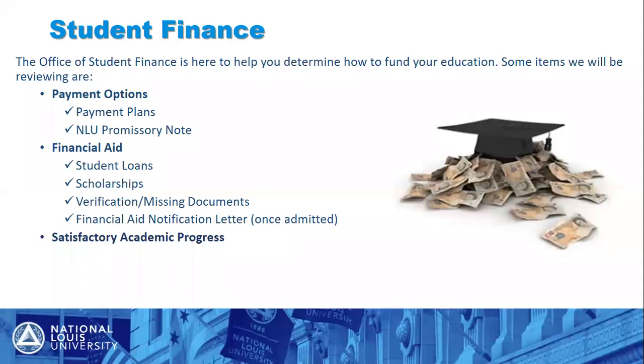The Office of Student Finance is here to help you determine how to fund your education. Some of the items that we will be reviewing today are payment plans, including all types of payment plans and the NLU promissory note, types of financial aid, including student loans, scholarships, what to do if you are selected for verification or have any other missing documentation, and the financial aid notification letter. We will also be going over our satisfactory academic progress policy and how that could impact your eligibility for financial aid.